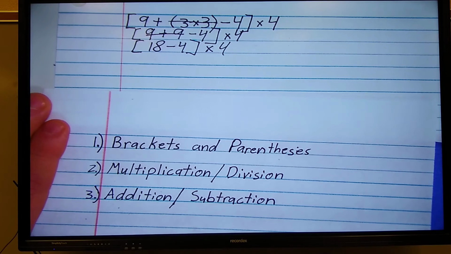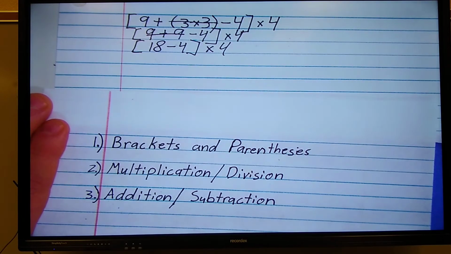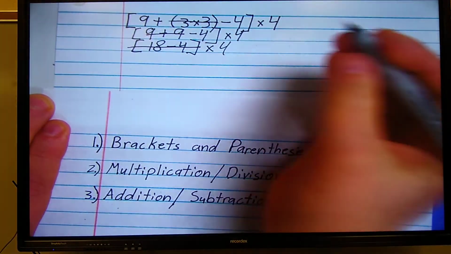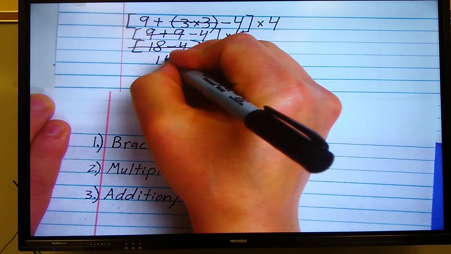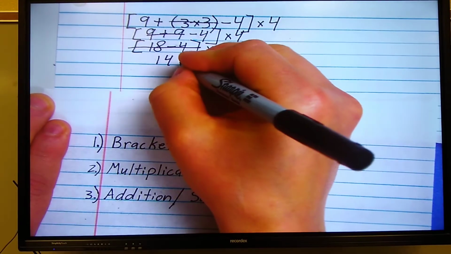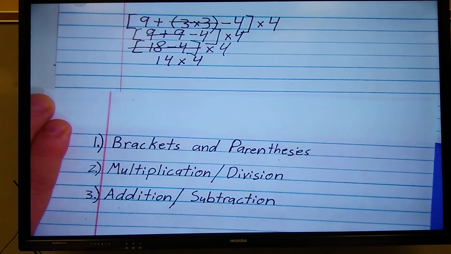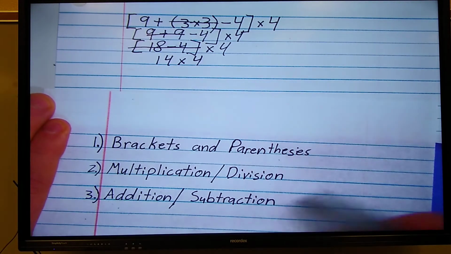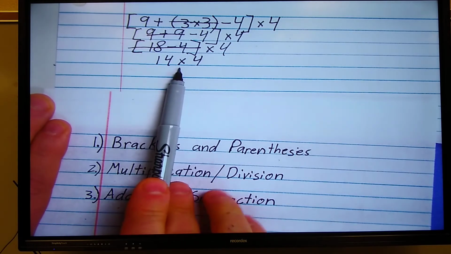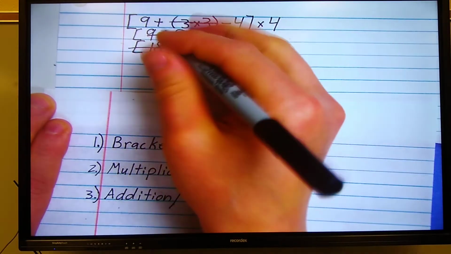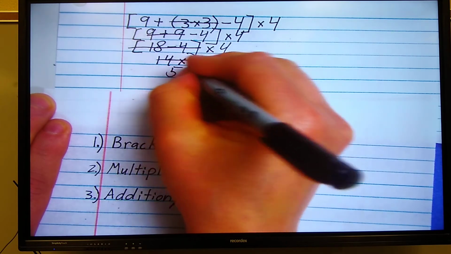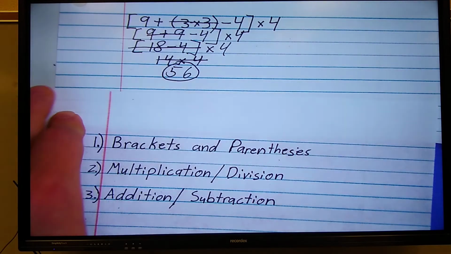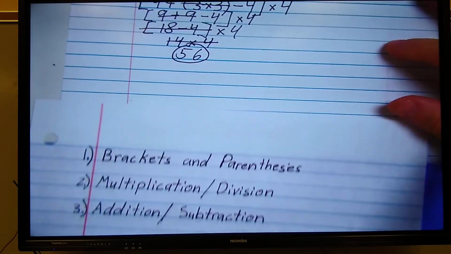All right. Inside the brackets, I only have one operation. So I'm going to do that. 18 minus 4. Now I can get rid of the brackets because I have done everything in it. So 14 times 4 is what I have left. Now I really don't have to look at the steps because there's only one thing left to do, 14 times 4. And 14 times 4 is 56. That is the answer to that problem. Okay? Step by beautiful step.